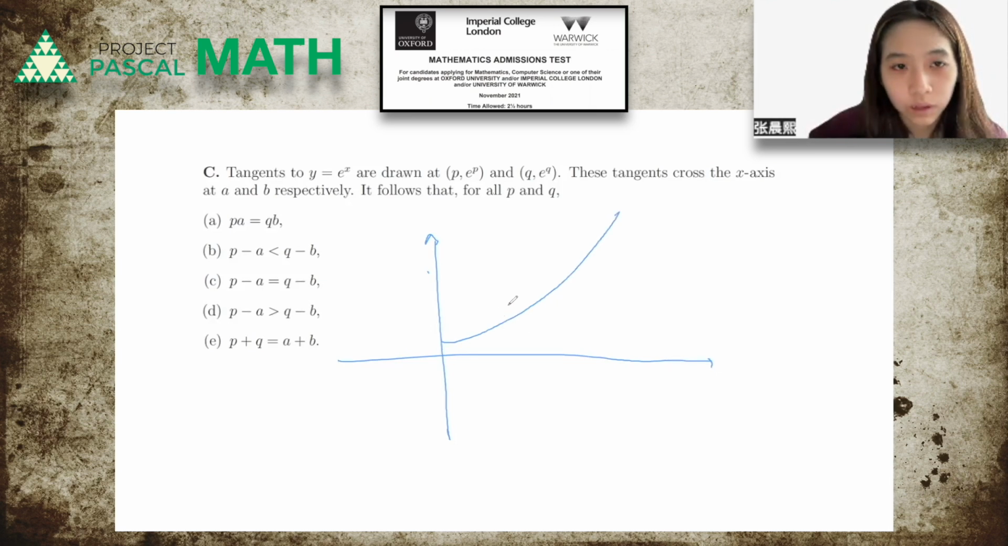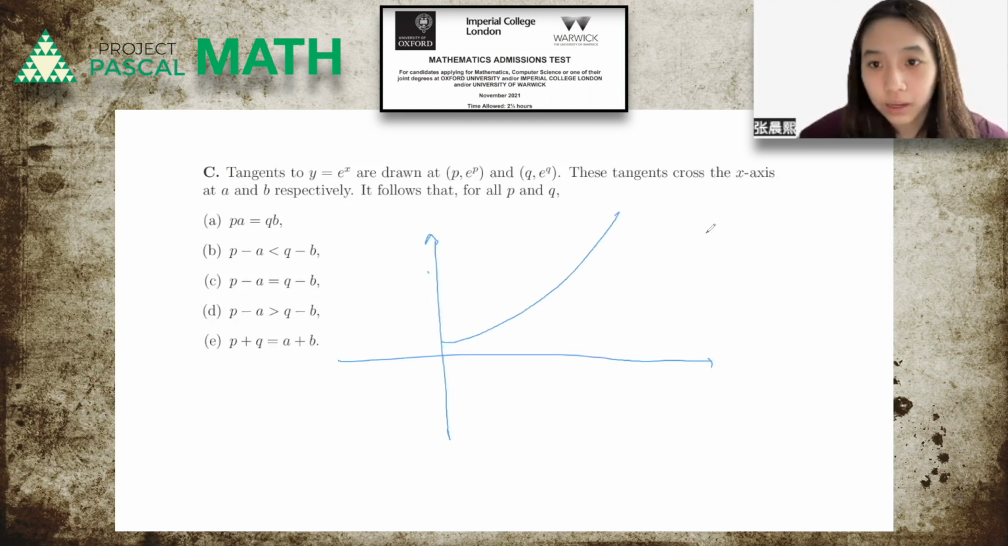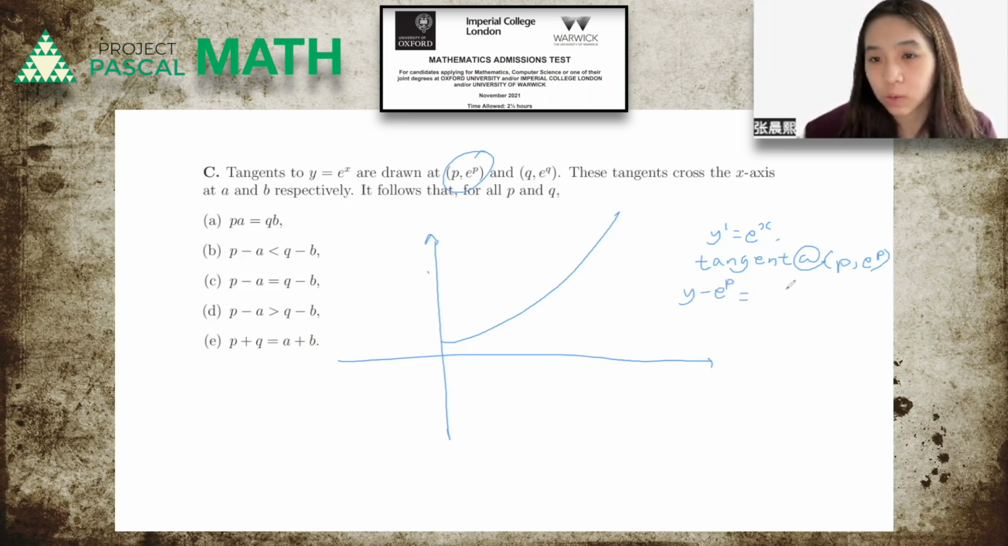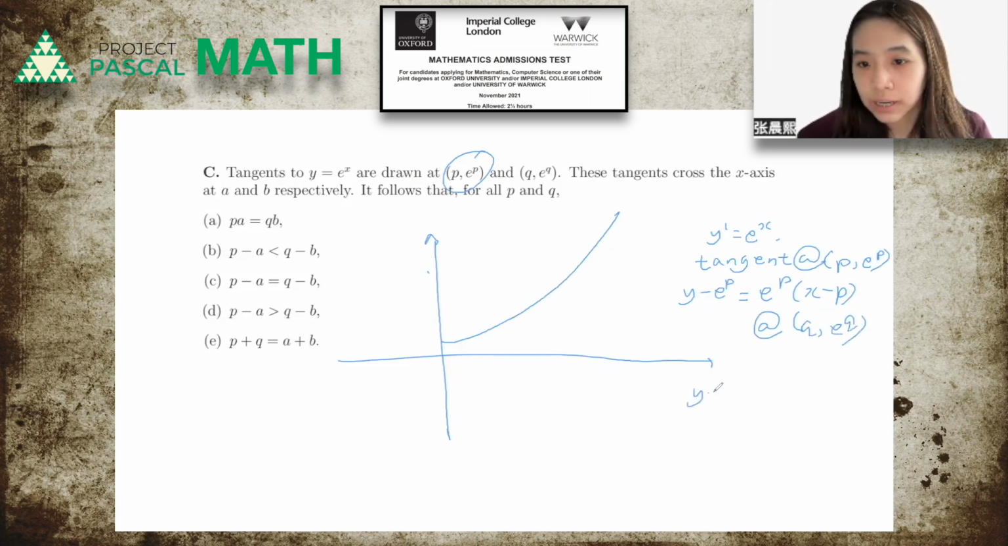So you take the tangent, you have e prime equals e to the power of x. So for the tangent at this, so this will be y minus e to the power of p equals e to the power of p times x minus p. And then similarly at q, y minus e to the power of q equals e to the power of q times x minus q.